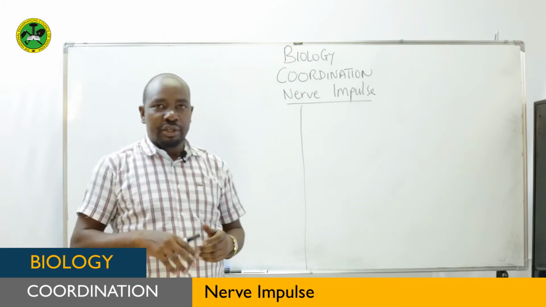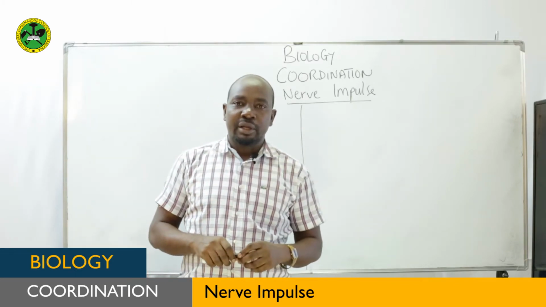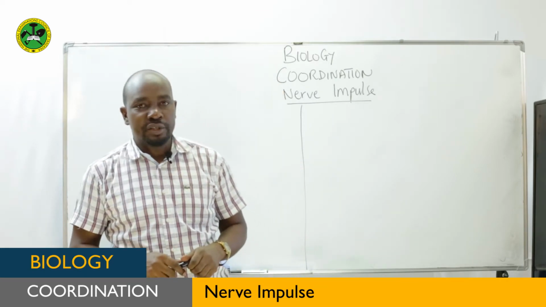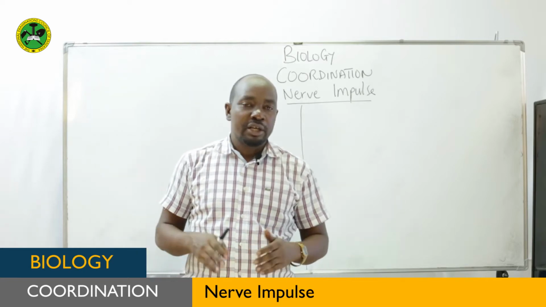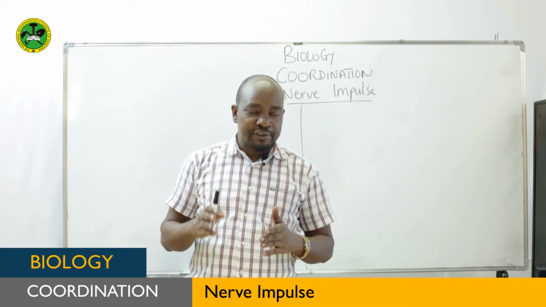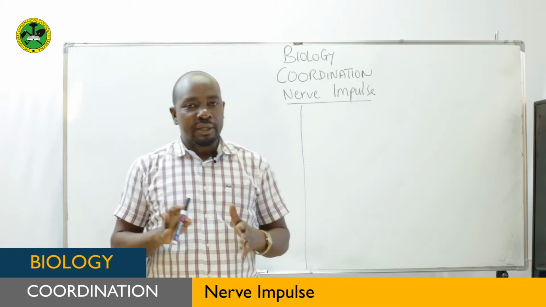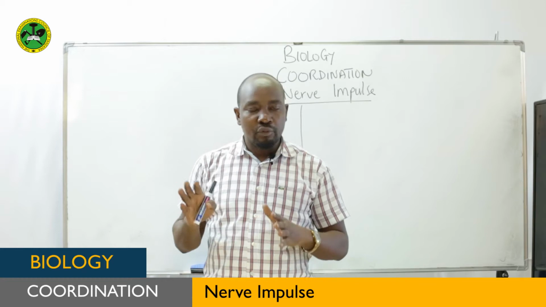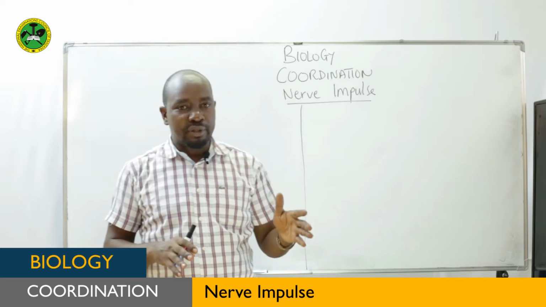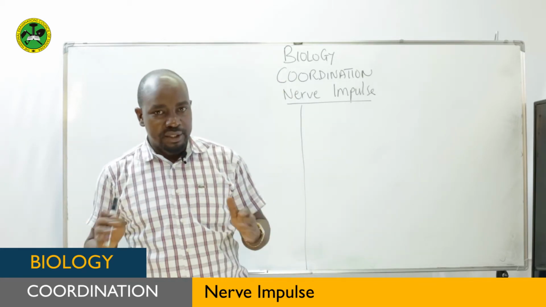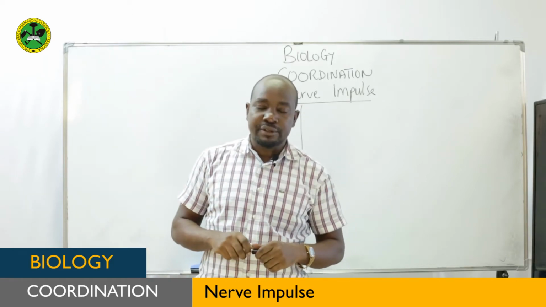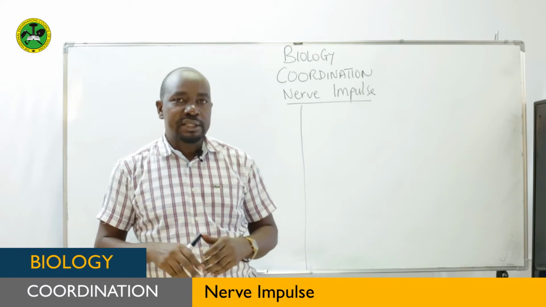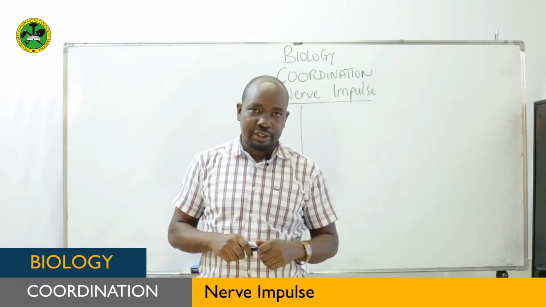The communication in the body is done by specialized cells. These cells are known as neurons or nerve cells. The nerve cells carry messages from one body part to another. The messages carried by these neurons are known as nerve impulses, and that is our area of concentration today.